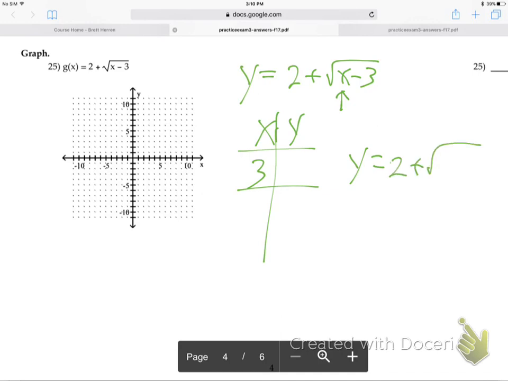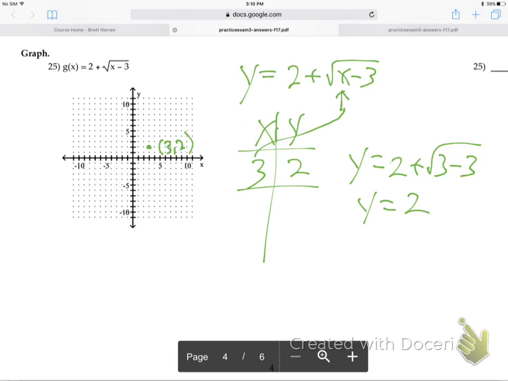Put in 3, and y will be 2 plus the square root of 3 minus 3. When you put a 3 in, it will just be 2. So there's 1 point. Now I can just look down at the options and see which ones have over 3, up 2. Over 3, up 2, which is where? 1, 2, 3, right here. They should have that over 3 up 2 dot. The graph should go through that dot if it's the right graph.